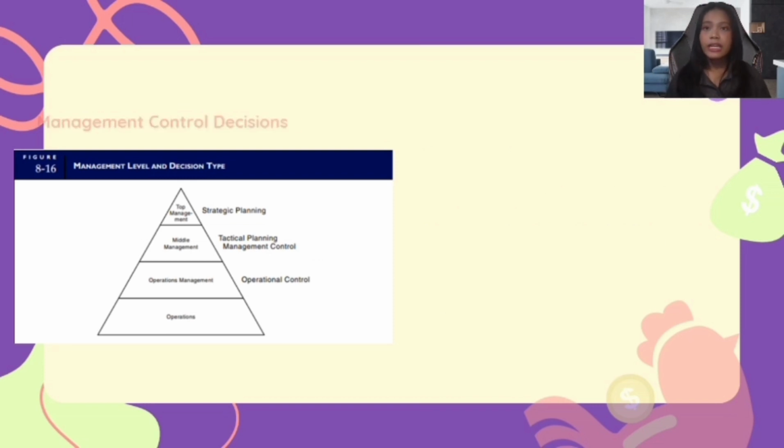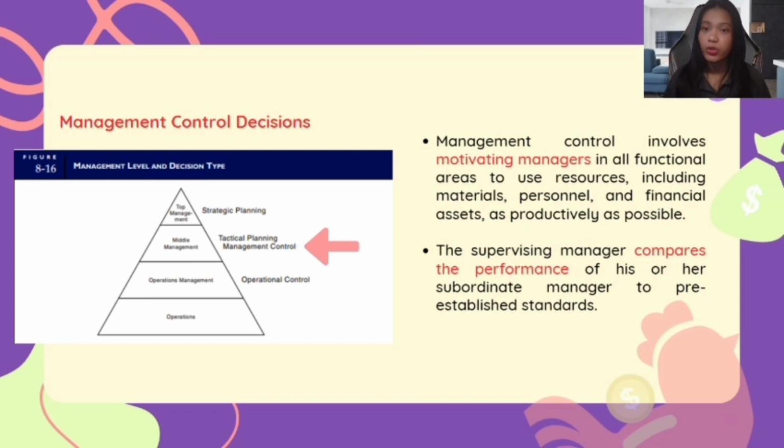The next category is the management control decisions. Management control involves motivating managers in all functional areas to use the resources, including the materials, personnel, and financial assets, as productively as possible. The supervising manager compares the performance of his or her subordinates to pre-established standards. If the subordinate does not meet the standard, the supervisor takes corrective action. But when the subordinate meets or exceeds the expectation, then he or she will be rewarded.